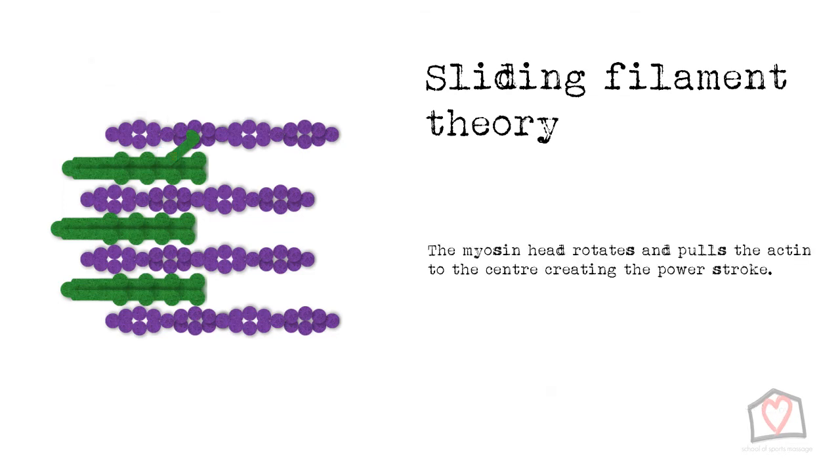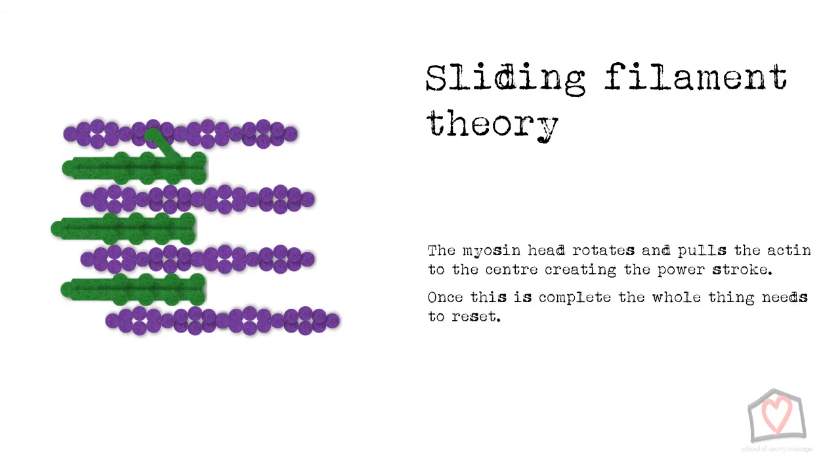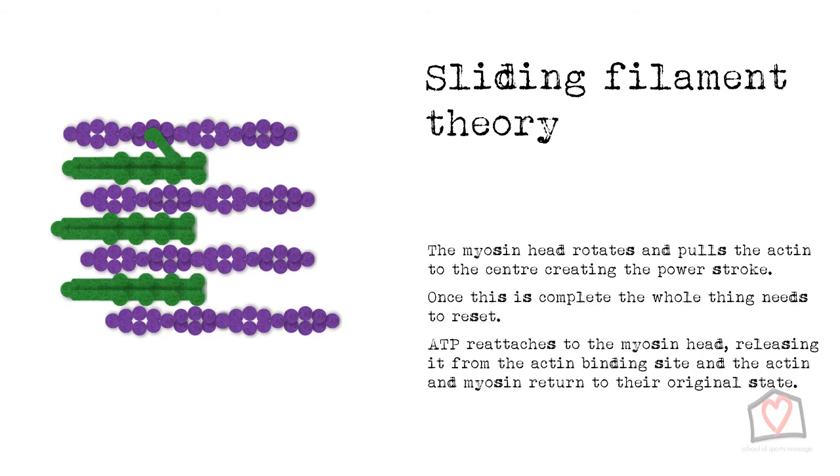This allows the myosin heads to rotate and pull the actin to the centre, creating the power stroke. Once this is complete, the whole thing needs to reset. At this phase, ATP reattaches to the myosin heads, which causes it to release from the actin binding site, and the actin and myosin return to their original state.